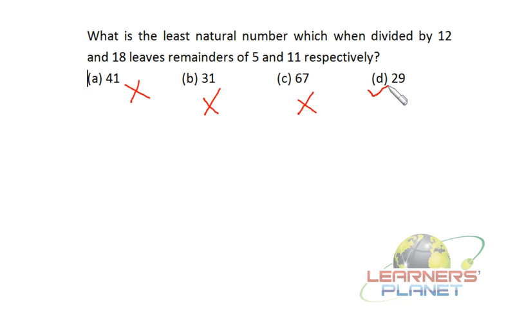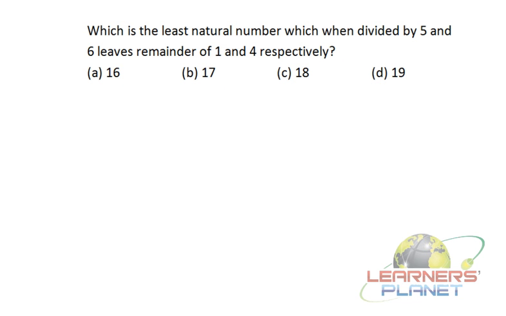Then also we just verify it. If 29 is divided by 12, then 5 will be the remainder definitely, and if it is divided by 18, then 18 ones is 18 and 11 will be the remainder, so it's the correct choice.